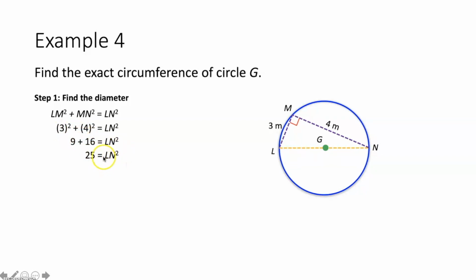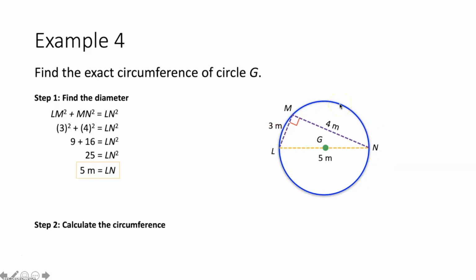To get LN by itself, we square root both sides, and we get that the measure of segment LN is equal to plus or minus 5. Now, in this particular instance, we can't have a negative diameter, so we're just going to say that the measure of segment LN is equal to 5 meters, so we can label that here. Now, did we answer the question? No, it wants us to find the exact circumference of circle G here.